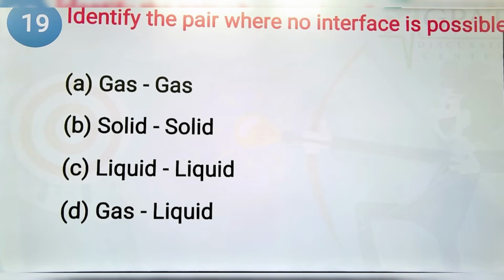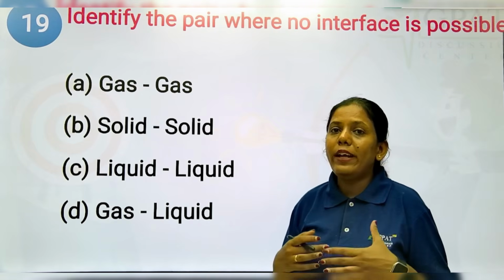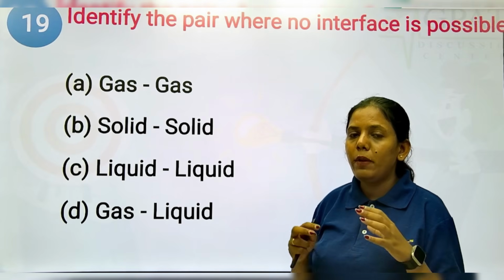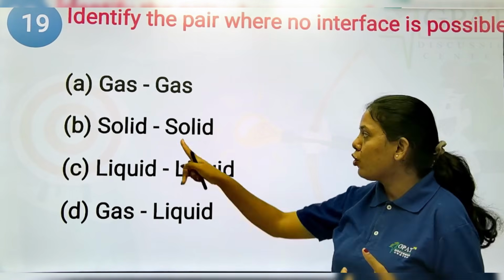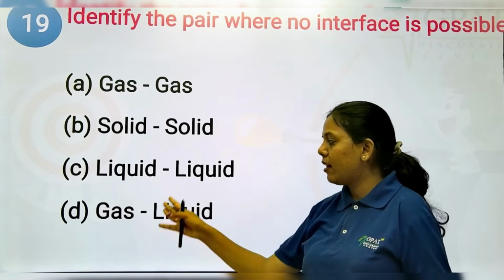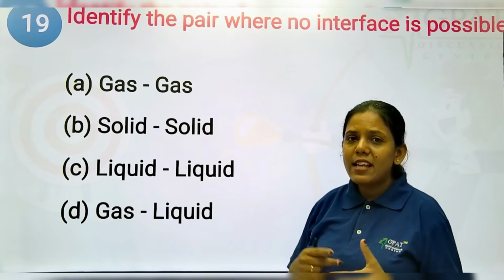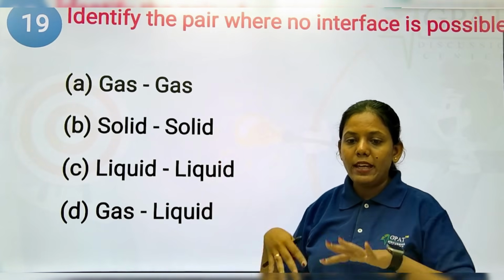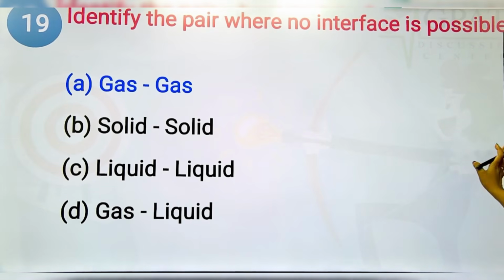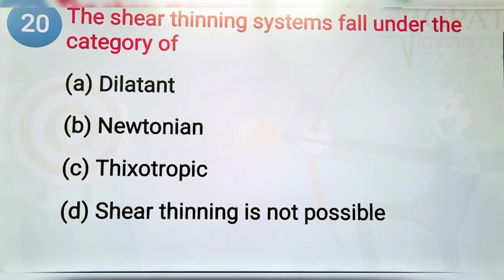Identify the pair where no interface is possible. Gas-gas, solid-solid, liquid-liquid, or gas-liquid. See, if there is no interface, that means at least one of the surfaces should be visible. So solid-solid, there is an interface. Liquid-liquid, there is an interface. Gas-liquid, at least the surface of liquid is an interface. But in gas-gas, there is no interface. Here, so many gases are present, so you cannot identify them. So there is no interface possible. Option A is the right answer.